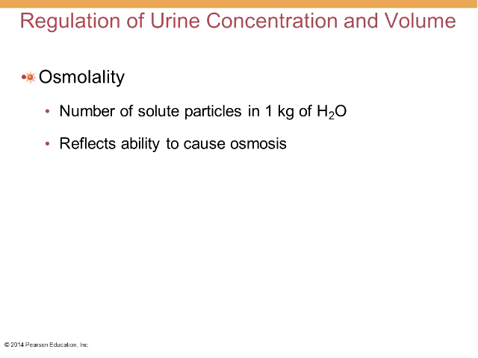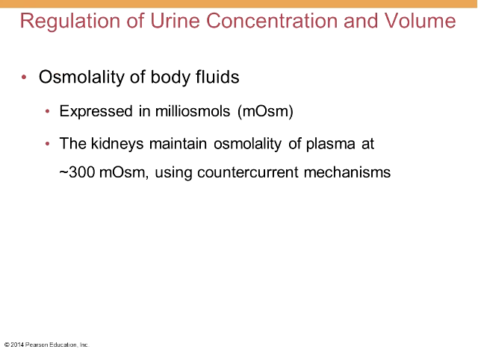Now, the regulation of urine concentration and volume is through osmolality, the number of solute particles in 1 kilogram of water, and it reflects the ability to cause osmosis. So osmosis really helps manage a lot of our concentration. The osmolality of body fluids is expressed in milliosmoles, and the kidneys maintain a plasma osmolality of about 300 milliosmoles. Remember that 280 of that is really sodium, so most of the kidneys' job is managing sodium. It uses the countercurrent mechanism. That is, we filter all the sodium at the glomerulus into Bowman's capsule, and we selectively put it back in the blood through this countercurrent mechanism.